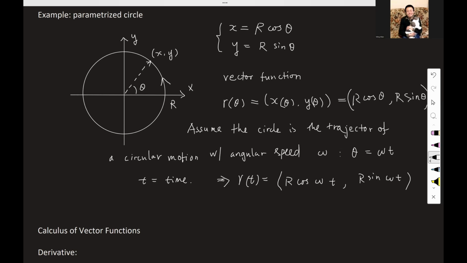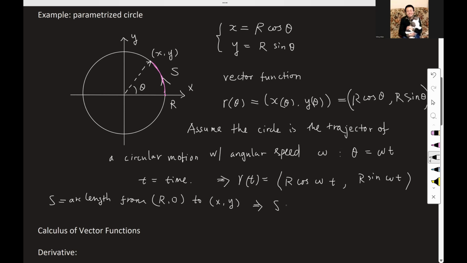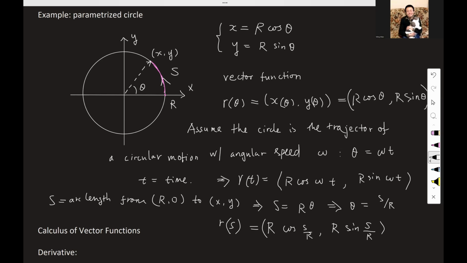And also, last but not least, we can use the arc length. By that, I mean the length of this highlighted portion of the arc. So s is the arc length from r0 to (x, y). This gives us a relationship s equals r times theta. So you can even write your vector function whose parameter is the arc length, r(s). r(s) equals r times the cosine, now theta is just s divided by r, so this is cosine of s divided by r. And the second component, of course, is r times the sine of s divided by r. You can see, given a curve, the parameterization is not unique.